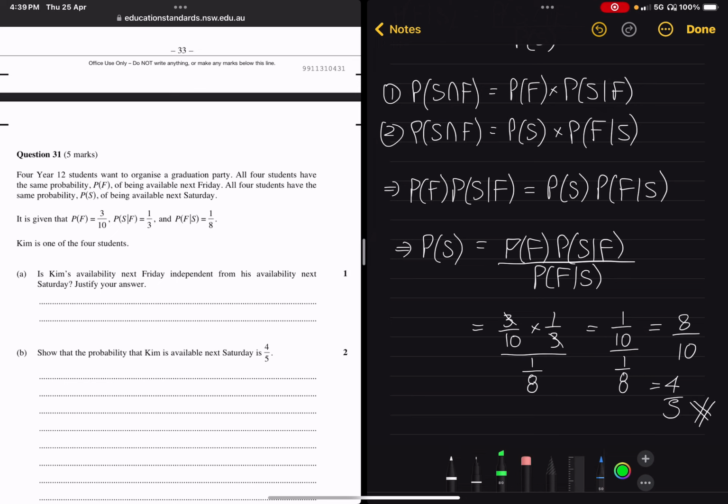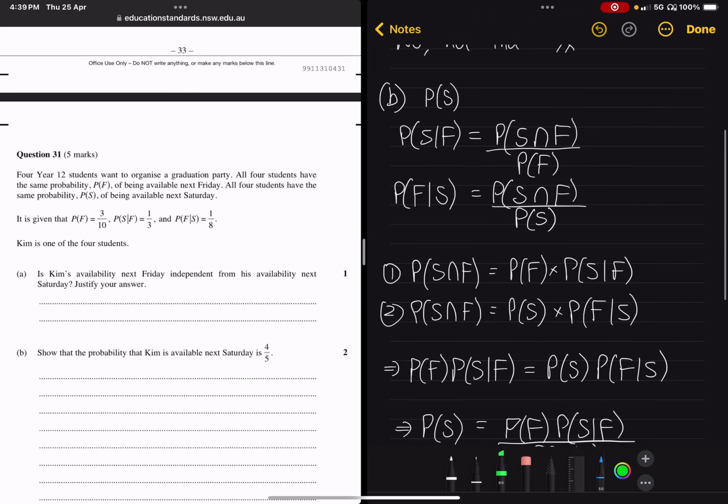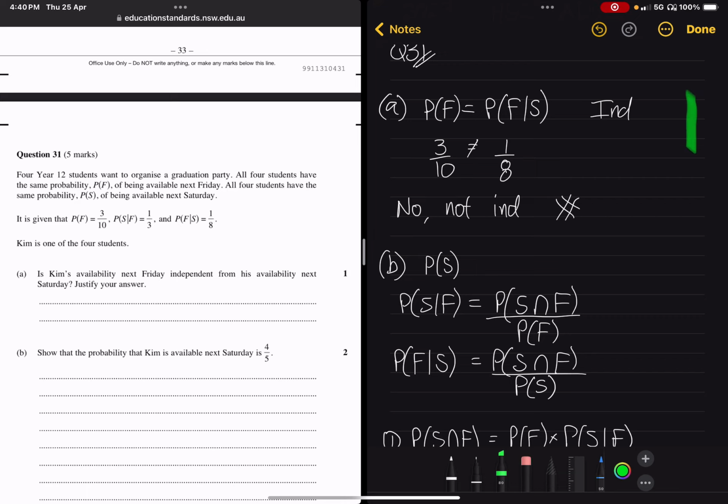So we'll do the final part in a separate question, but I'll go through the marking for these two. So the first one, you're pretty much getting the mark for the correct reasoning. So you're stating that those two fractions are not equal and therefore they're not independent, and that's it.